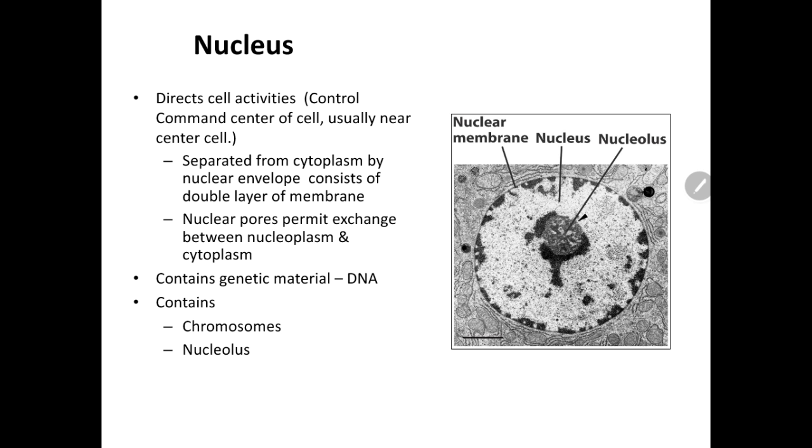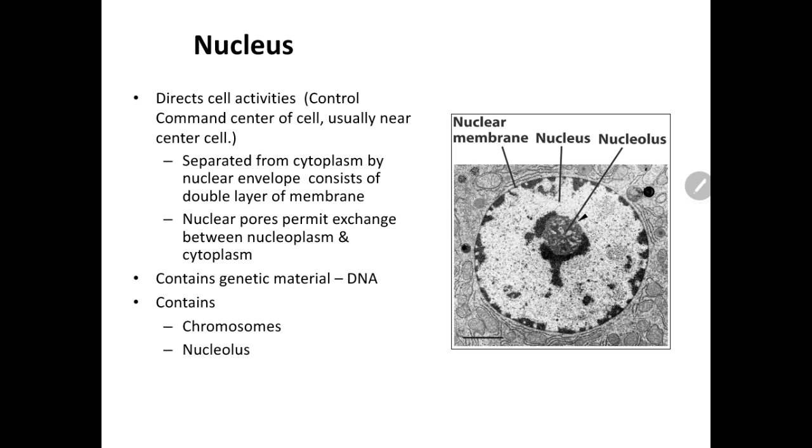First, nucleus. Nucleus directs all cell activities. It is called the control center or command center of the cell. It is separated from the cytoplasm by nuclear envelope, also known as nuclear membrane. And the membrane is double layered and they have pores in between. It's called nuclear pore. It contains genetic material, DNA. It contains chromosomes and nucleolus.